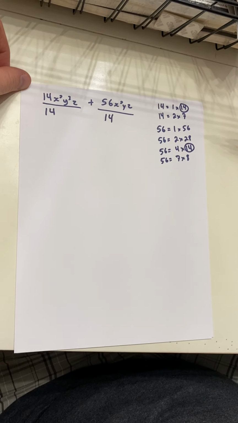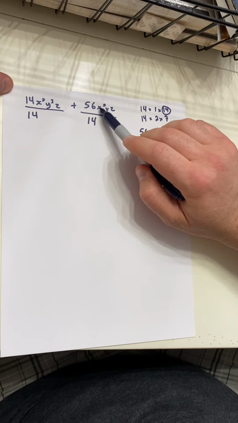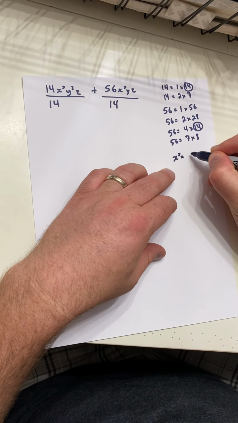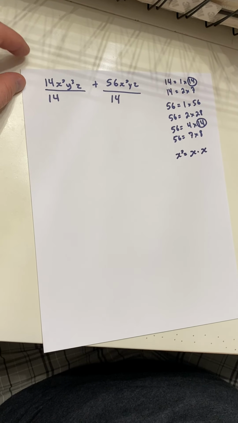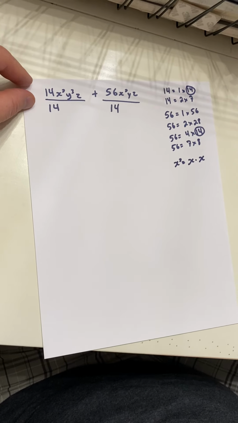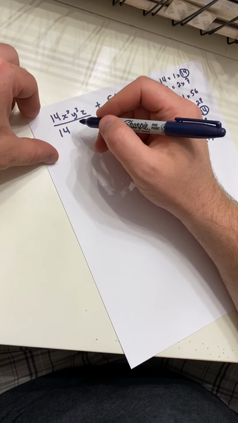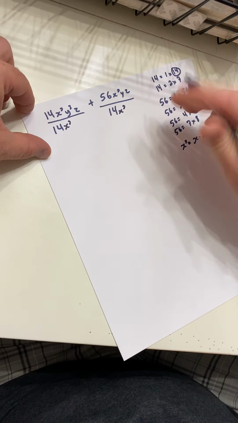Now I want to find the greatest common factor of x squared. Well, the only way to get x squared is x times x, right? x times x, which is x squared. So they both have an x squared, and I'm going to divide them both by x squared.